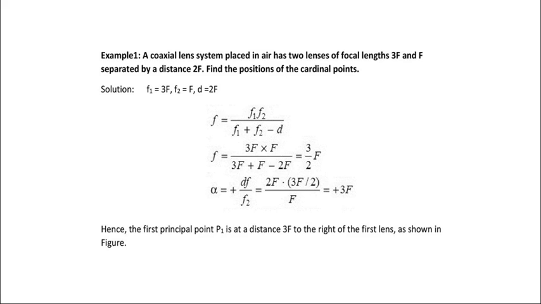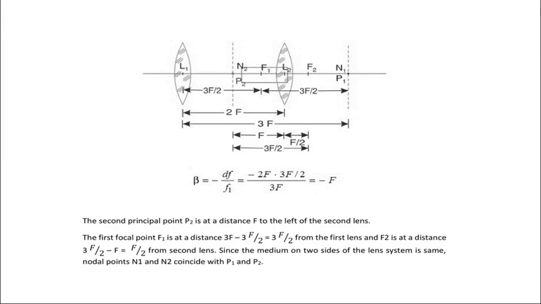Alpha is given by plus df/f2. d is 2F, f is 3F/2, f2 is F. Therefore, alpha is plus 3F. Hence, the first principal point P1 is at a distance 3F to the right of the first lens, as shown in the figure. See the figure. Here the cardinal points are drawn.